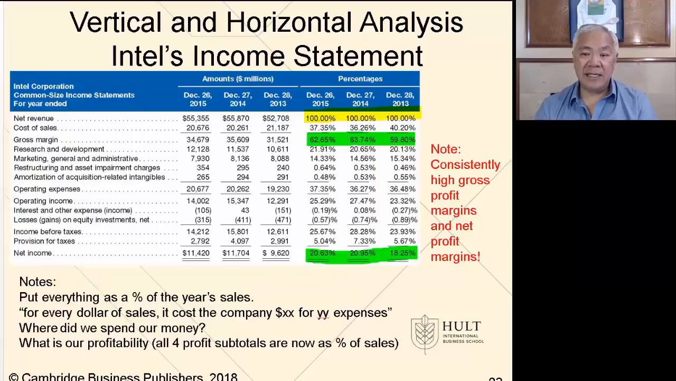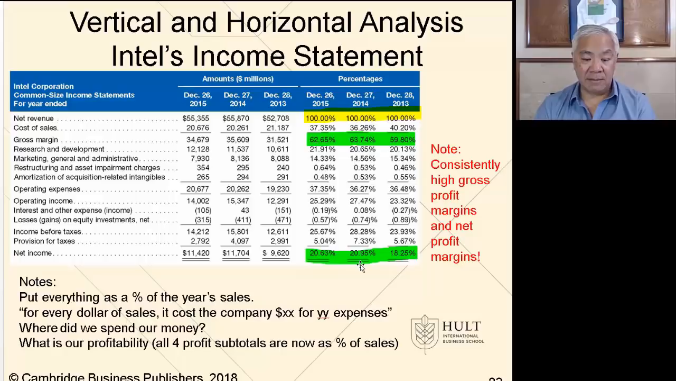Now we'll look at Intel's income statement. Here again, left side raw data, right side percentages. Percent of what? Percent of sales. Now everything below is stated as a percent of sales. So just to give you a couple of examples. Gross margin went from 59 to 63. For every dollar of sales, their profit is actually rising. That's a good trend. The bottom line went from 18 to 20.